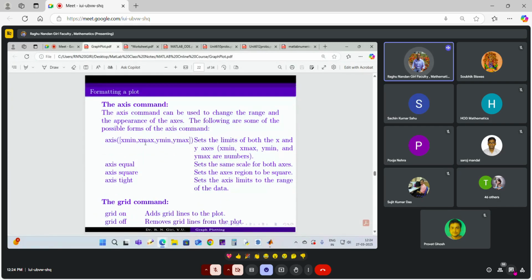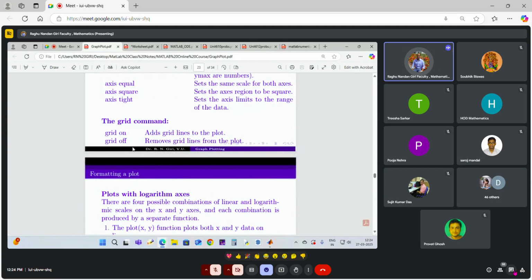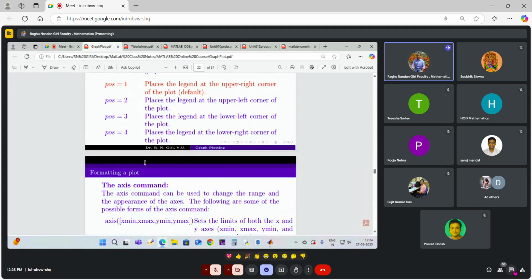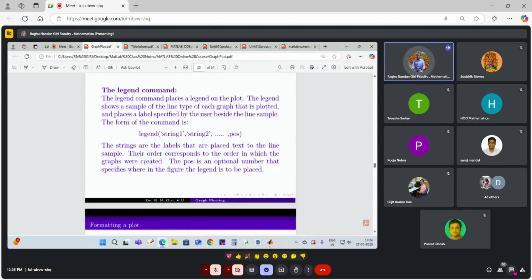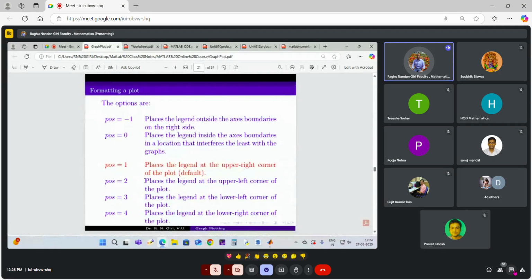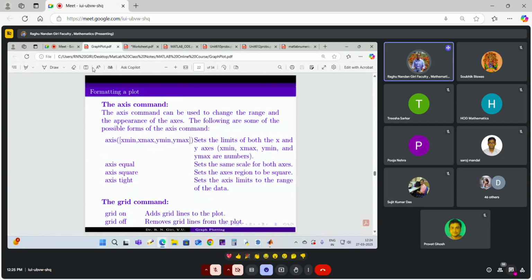Okay, axis: I already told you about xlim, ylim, and axis. The axis command sets both the x limit and y limit. For individual ones, you have to write xlim and ylim. Okay. Only two functions I have to demonstrate. One is text and gtext for text messages. The other is axis. Okay.